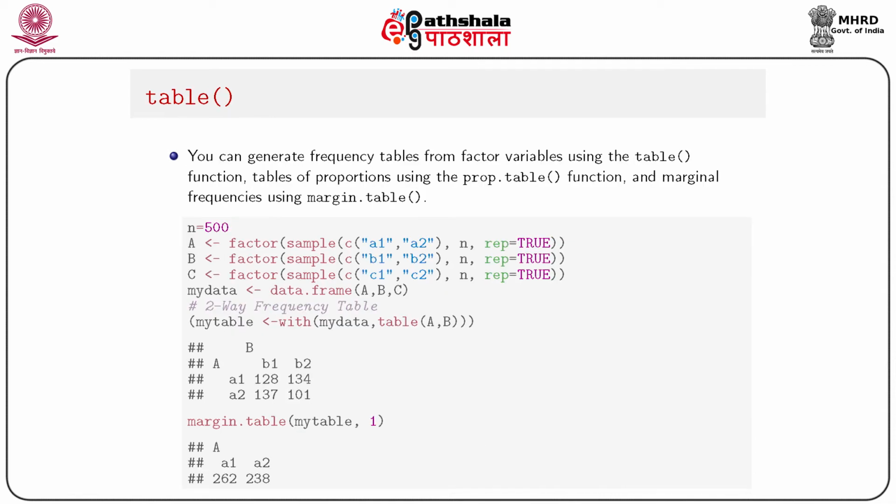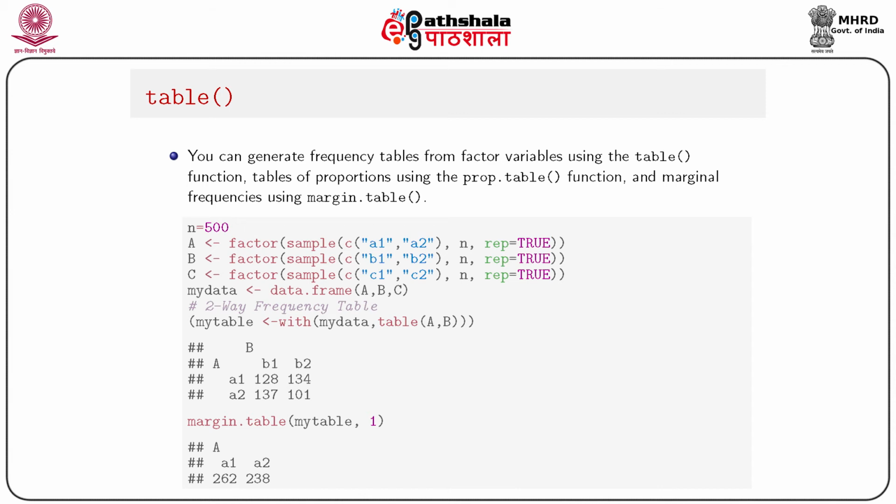The table function, which I already used, generates frequency tables for factors, tables of proportions use the prop.table function, and marginal frequencies use margin.table. prop.table accepts a table object actually, so you have to convert the data into a table object, and that can be passed to the prop.table function. Here I am showing some examples.